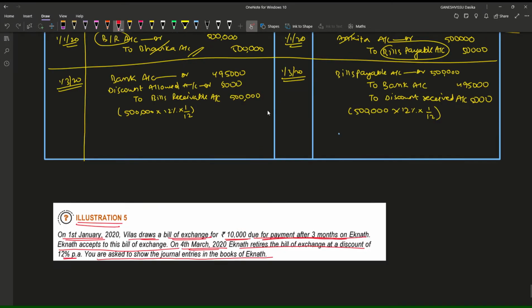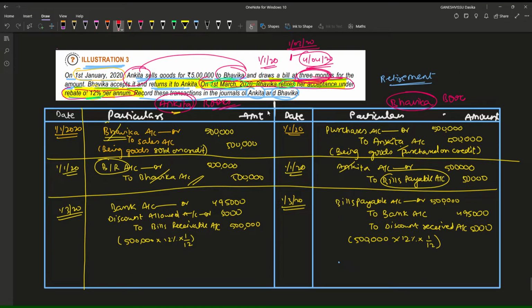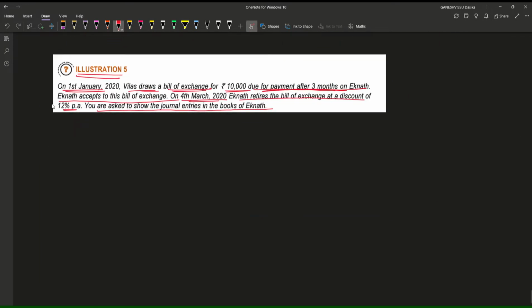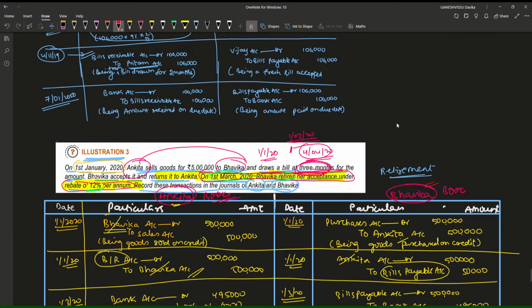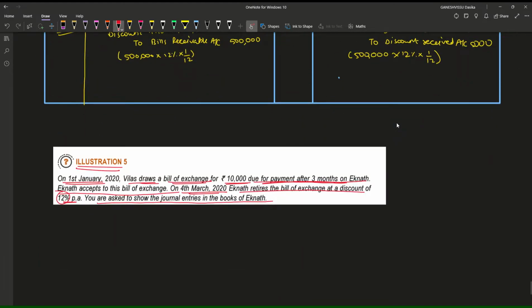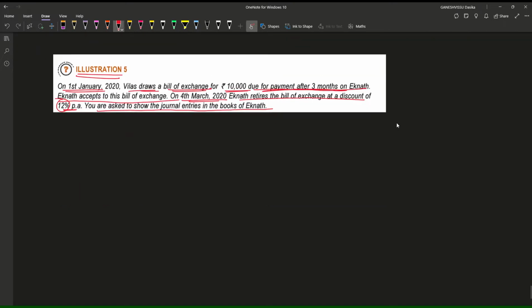Simply, the same type of question has been repeated with some difference. I think there is the same percentage also. We have to show in the books of our debtor. Here we have seen Bhavika's books. Now we shall show in Eknath's books. You can continue. I shall explain once again.